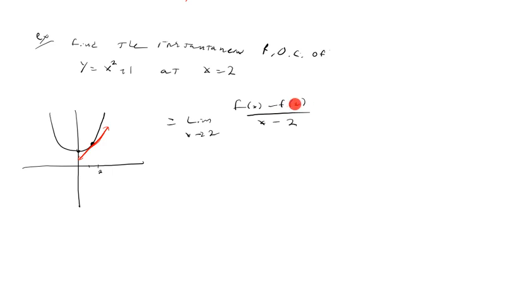How do we do this? It's just like solving a limit. f of x, well, that's x squared plus 1. Put your equations in there. Minus f of 2, that's 2 squared plus 1, over x minus 2. Okay?